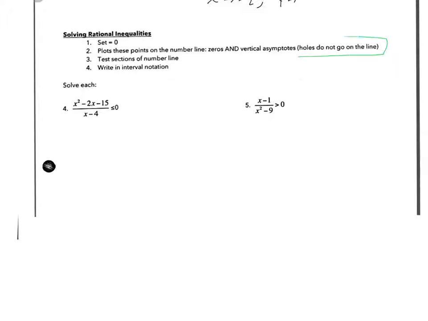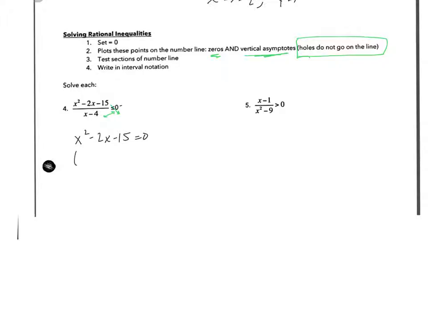Holes do not go on the number line. So we want zeros and vertical asymptotes. So we already can find all these things. It's just a matter of putting it together. So let's get rid of this inequality. And when we cross multiply, you end up just setting the top equal to 0. So x squared minus 2x minus 15 equals 0. Basically, the bottom gets multiplied and it gets turned into 0. So it's no longer there.